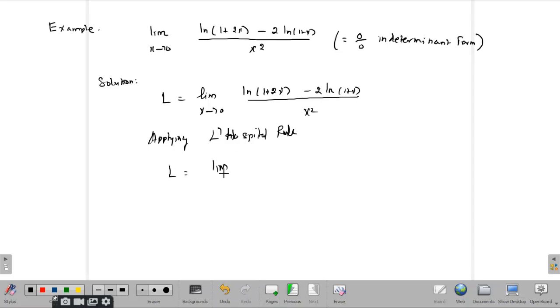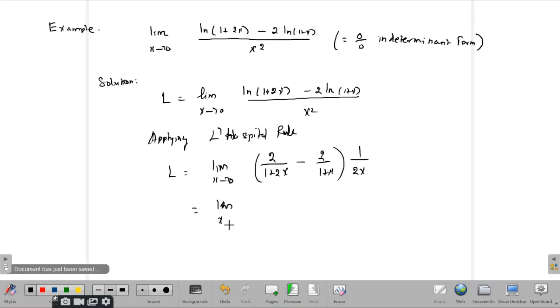Limit x approaches 0, the derivative of log of 1 plus 2x is 2 by 1 plus 2x, minus 2 by 1 plus x. Then the denominator, the derivative of x square is 2x, so 1 by 2x. Then the 2 cancels. Limit x approaches 0 of 1 by 1 plus 2x minus 1 by 1 plus x, into 1 by x.